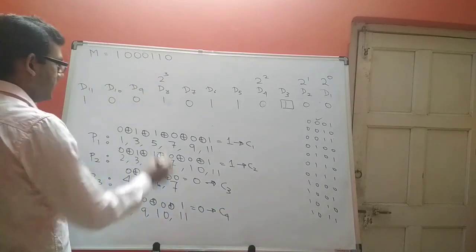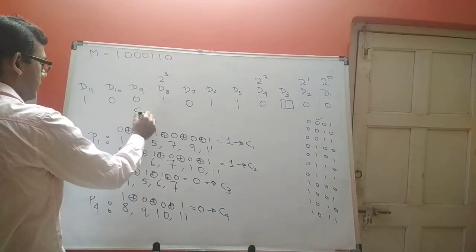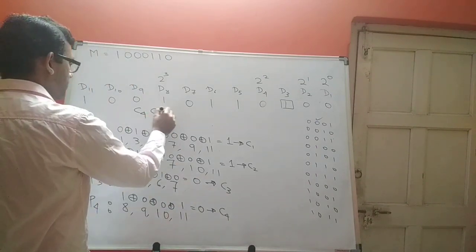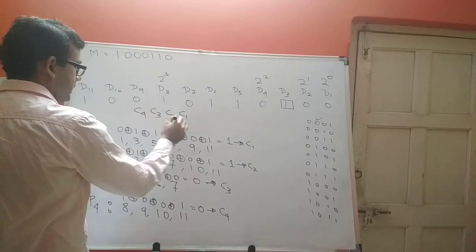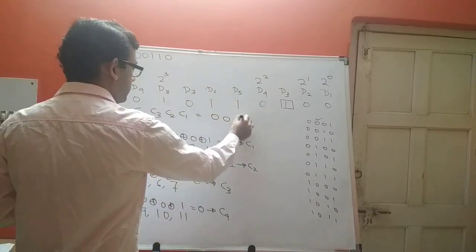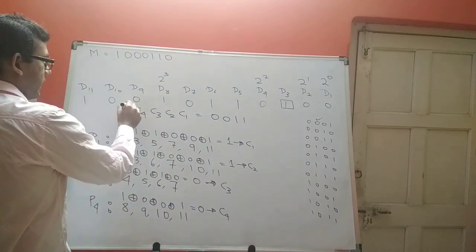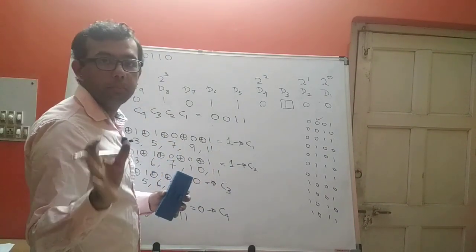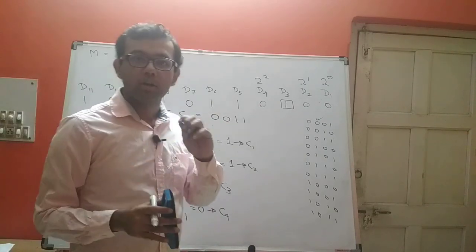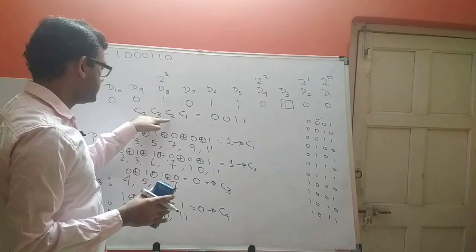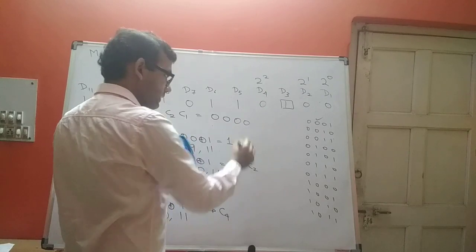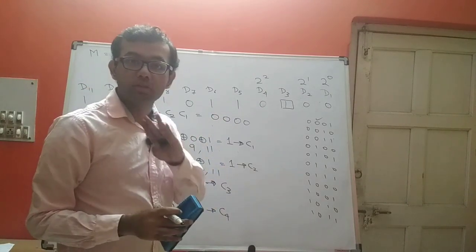So ultimately, what is your error code? The error position would be a better term. So C4, C3, C2, C1, this comes out to be 0, 0, 1, 1. Once you get this value, you can decide the bit position which is in error. See, had you got all zeros, had C4, C3, C2, C1 been equal to this, it would have indicated that there is no error in the transmission.